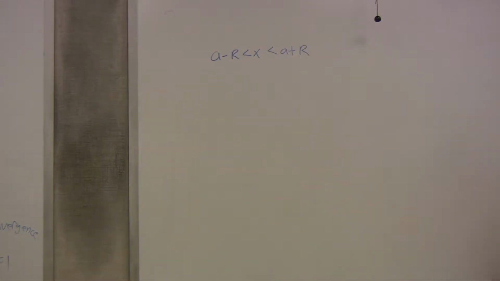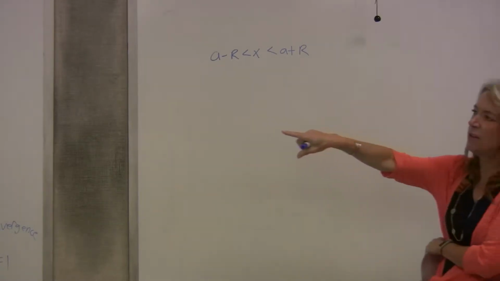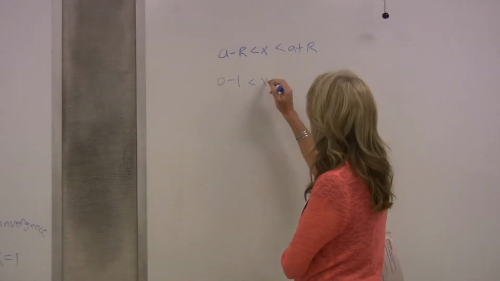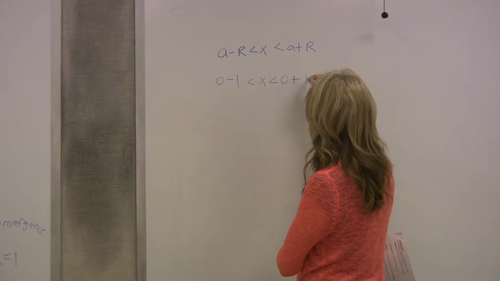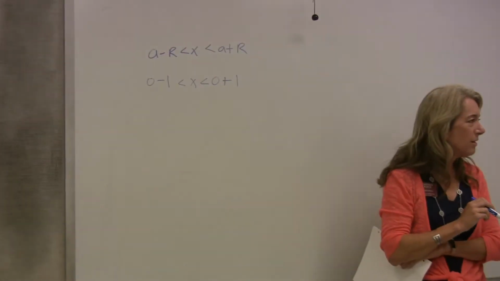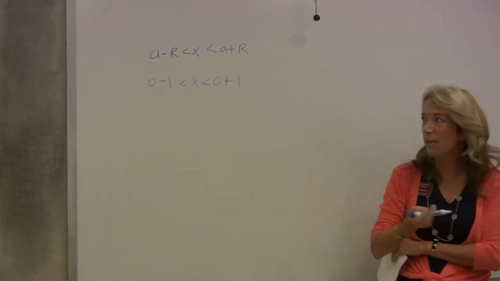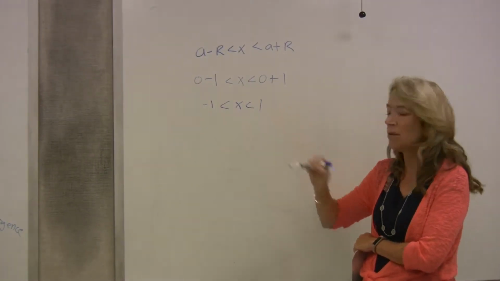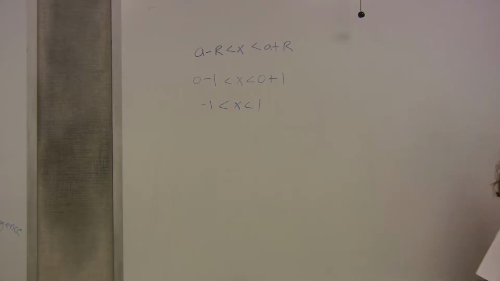So we actually just did that in this example. What was the center for this one? 0. Center was 0. So we had 0 minus the radius, and we had 0 plus the radius. Right? The center was A, and A was 0 in this case. So that's what we did to come up with that interval.